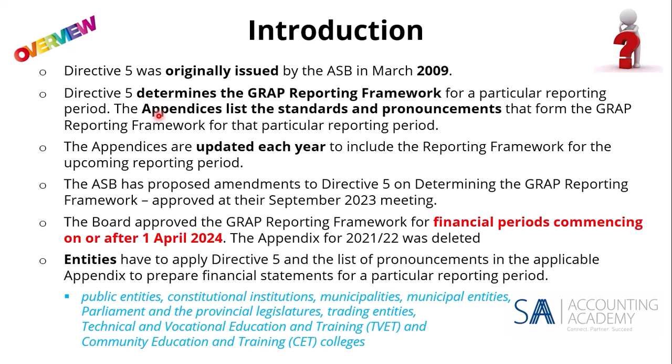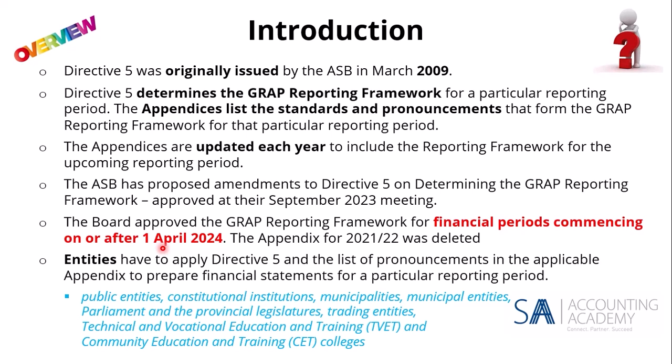So the directive will say this is the GRAP reporting framework for period so and so, effective from such and such a date. And in the appendix, it'll say these are the standards: GRAP this, GRAP that, and all the other pronouncements. All the appendices are updated each year to include the reporting framework for the upcoming reporting period. So you'll see when we go into the new one now, it is all done for financial periods starting on or after the 1st of April 2024.